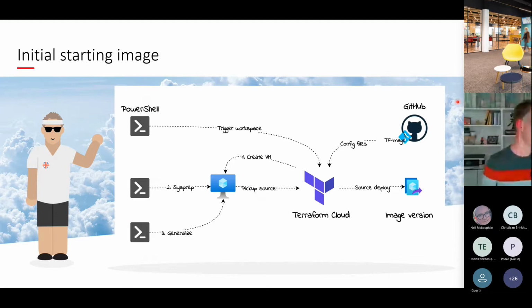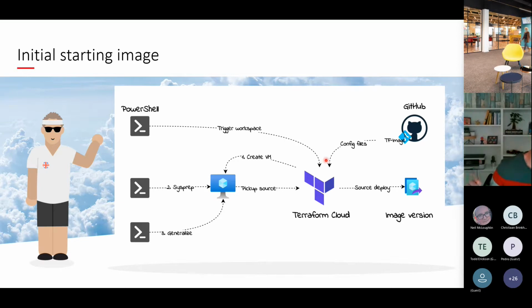The next point is the creation of the initial starting image. This is an empty image based on a Windows 11 image from the Azure Marketplace. What I'm going to do over here is I have a workspace created, what you have seen, the TF min image workspace based on the GitHub source. And that's the only thing I did in Terraform Cloud. Because it has some reasons.